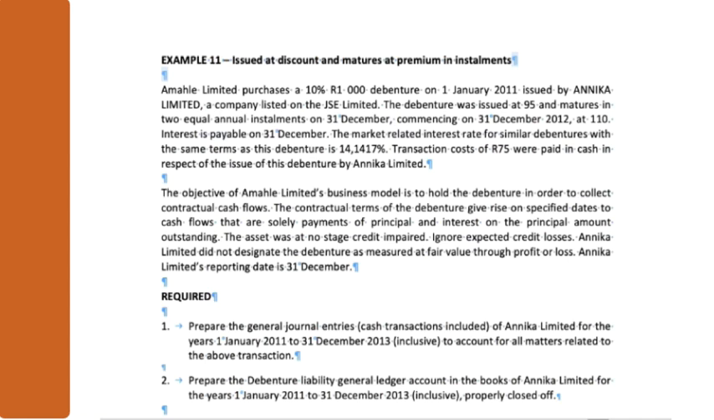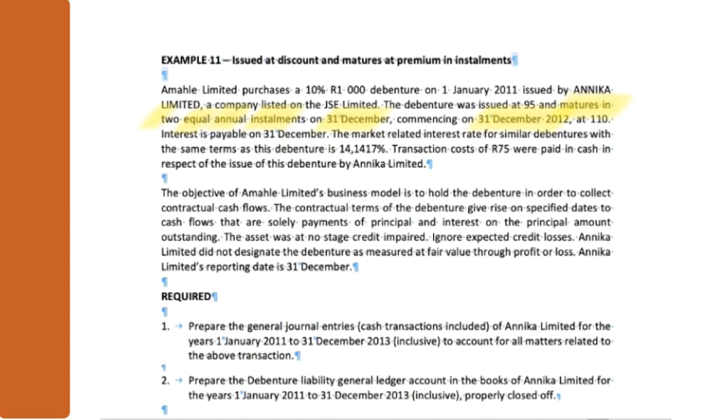Now, if we look at the given information, it says that this debenture that was issued by Anika Limited matures in 2 equal annual installments on 31 December, with the first one being 31 December 2012. So it was issued in 2011. At the end of 2011, there is no redemption, no maturity. The first time that happens is only in 2012, and then the next time will be a year later because it's annual installments. So that will be 31 December 2013.